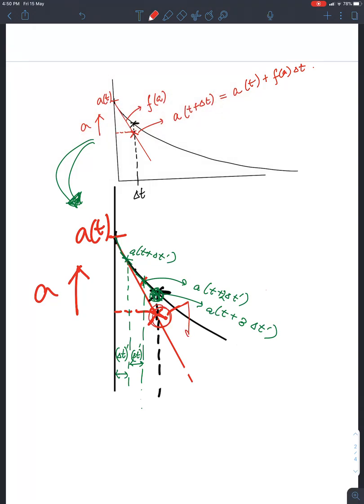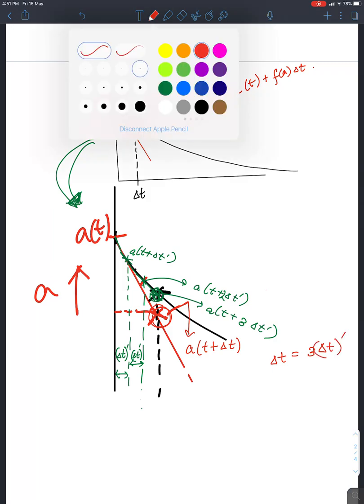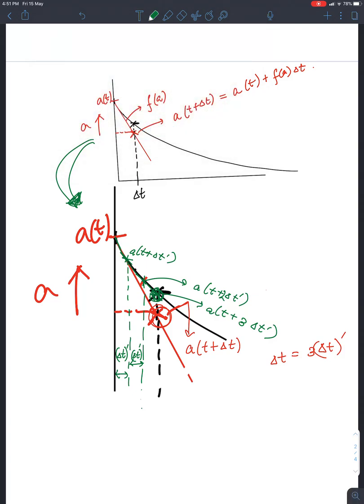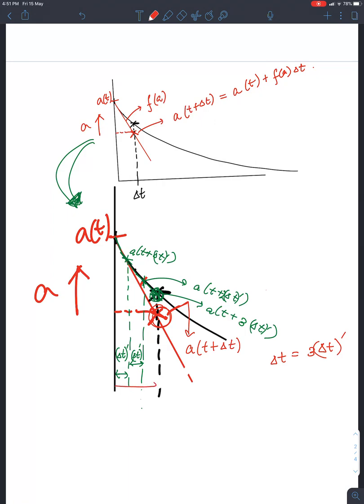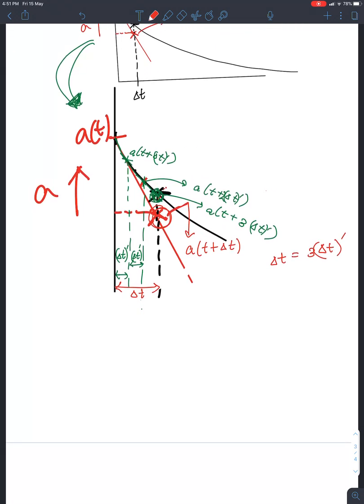So you see, this was the original A(t + delta t), where delta t is equal to 3 times delta t prime, right? So we decided to bring down our delta t to 1/3 of the original value, and we are at a value which is much closer to our actual black point than we were at this red point. So the step size in this case is very important.